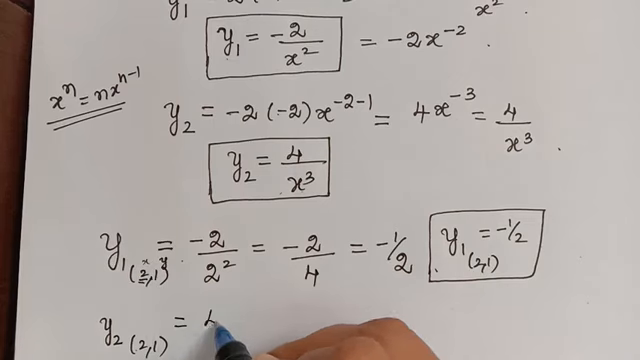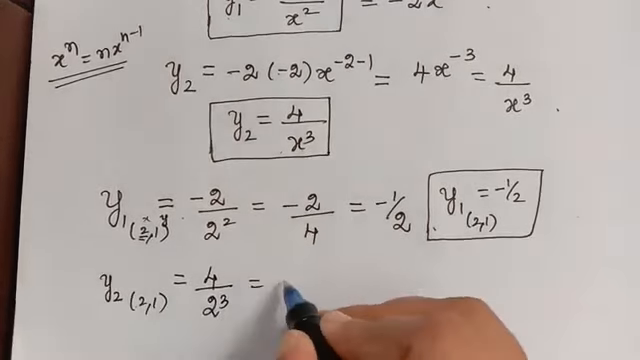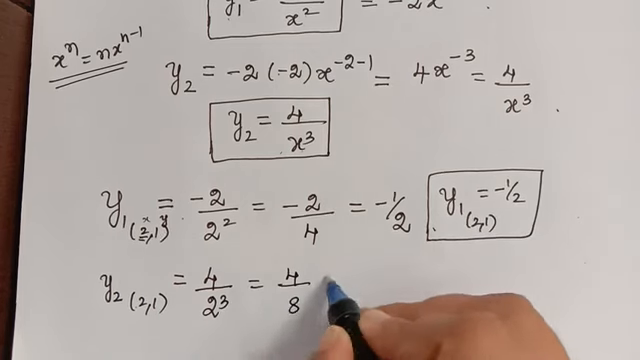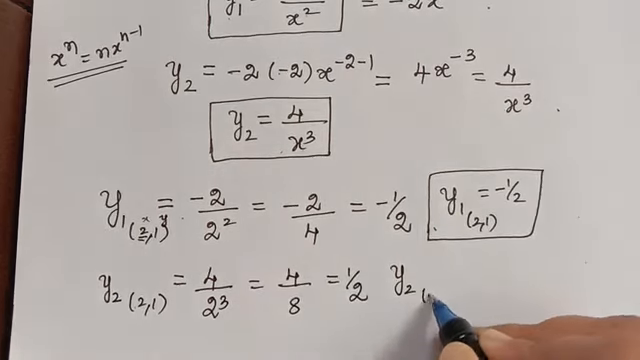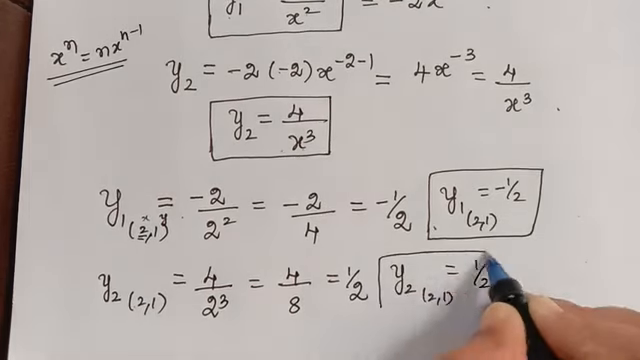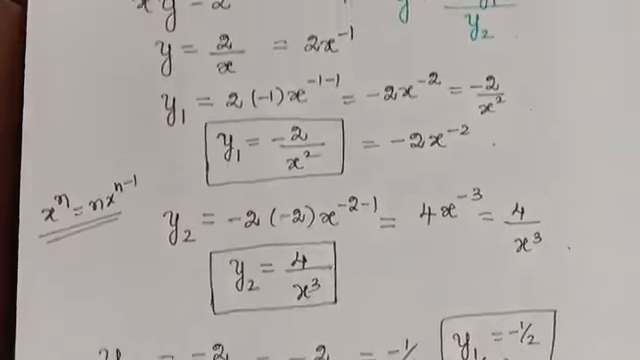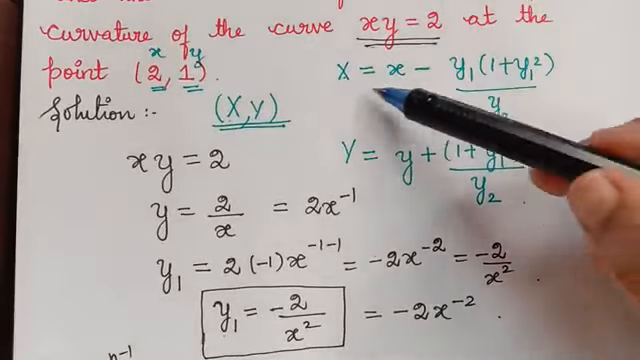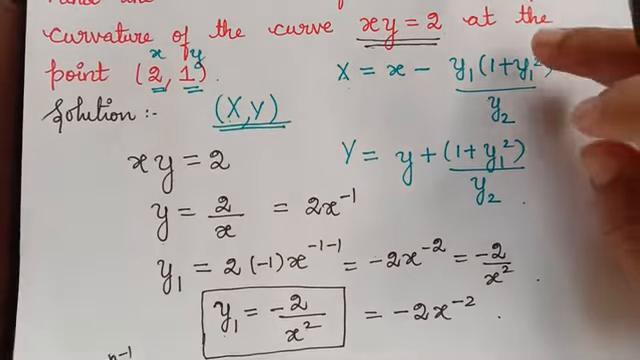So we will be getting 4 by 2 cube, and so that will be equal to 4 by 8, which is equal to 1 by 2. So therefore y2 at the point (2, 1) is equal to 1 by 2. So we have evaluated y1 and y2. Now we have to substitute these two in our formula, that is this formula. So first we will substitute here.